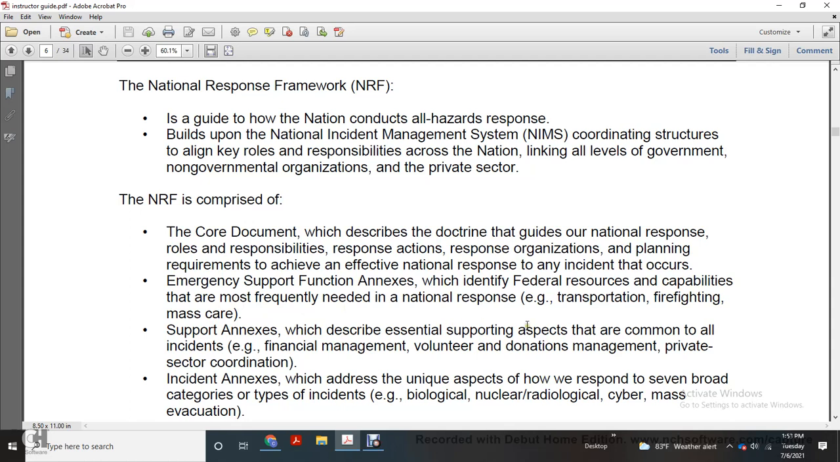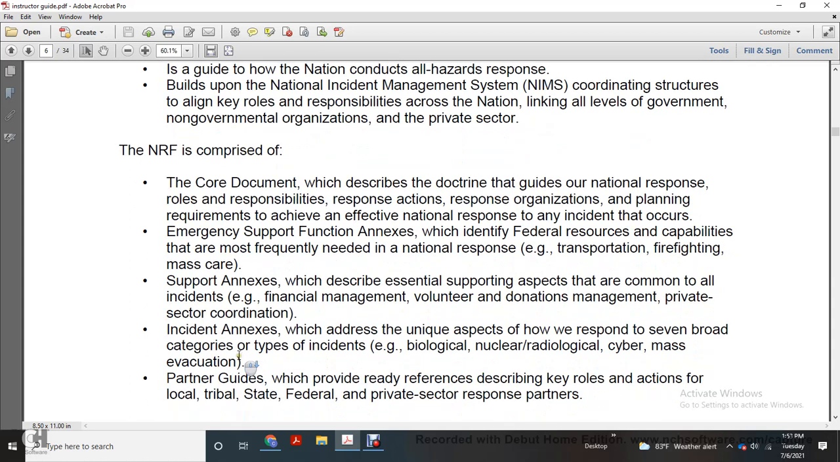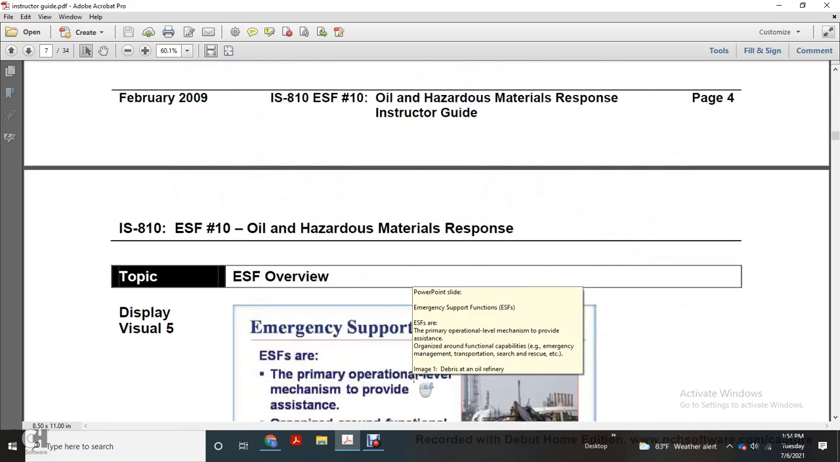The support annexes describe the essential supporting aspects common to all incidents, such as financial management, volunteer and donation management, and private sector coordination. The incident annexes address the unique aspects of how to respond to seven broad categories of incidents: biological, nuclear, radiological, cyber, mass evacuation. The partner guides provide a ready reference describing the key roles and actions for local, tribal, state, federal, and private sector response partners.